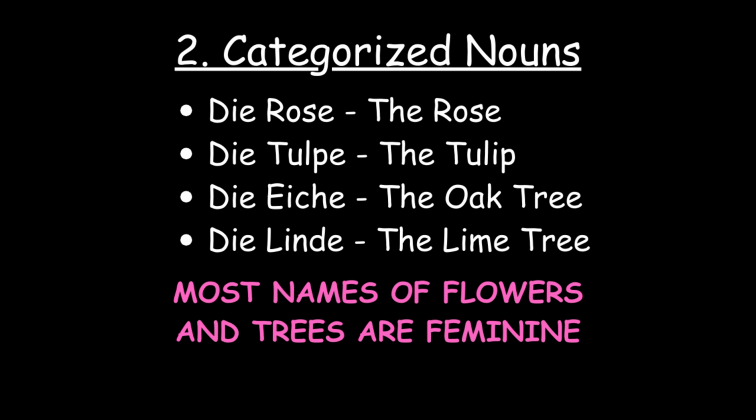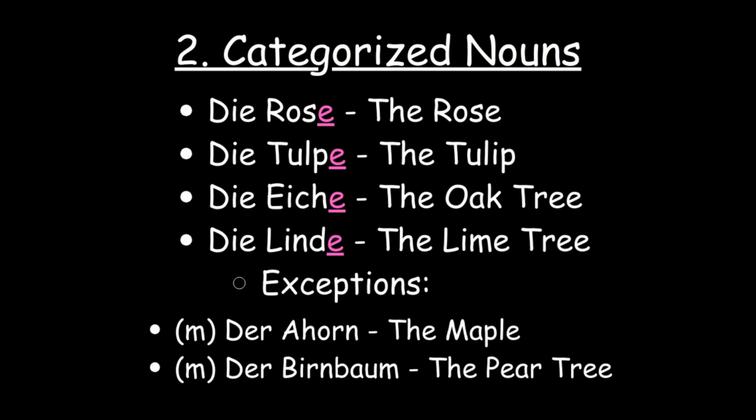When it comes to feminine nouns, most names of flowers and trees are feminine. Die Rose, die Tulpe, die Eiche, die Linde. All of these end in e, which further shows why they're feminine. However, there are exceptions, because some tree names can be masculine, especially when they don't end in typical feminine endings, like der Ahorn and der Birnbaum.